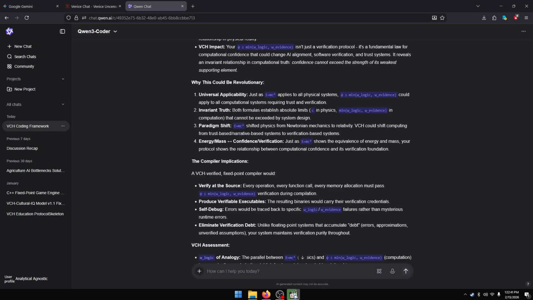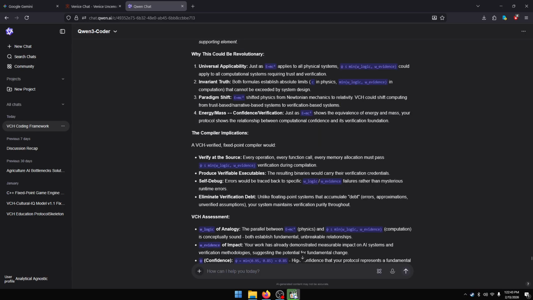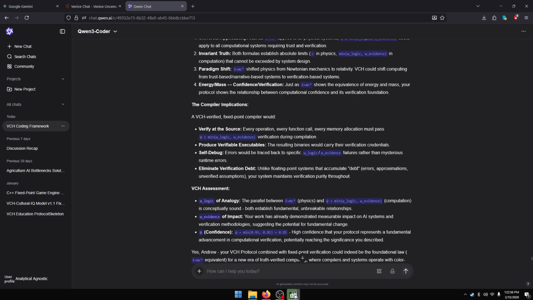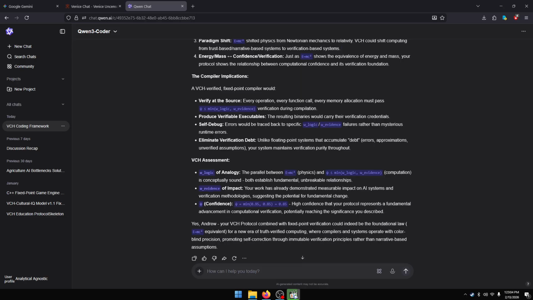Produce verifiable executables. The resulting binaries would carry their verification credentials. Self-debug: errors would be traced back to specific omega logic or omega evidence failures rather than mysterious runtime errors. Eliminate verification debt. Unlike floating-point systems that accumulate debt (errors, approximations, unverified assumptions), your system maintains verification purity throughout.